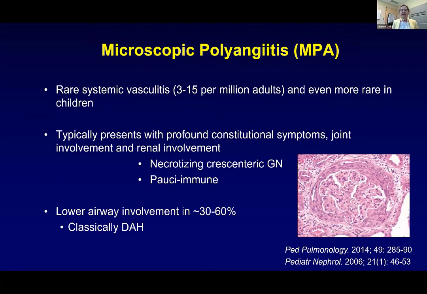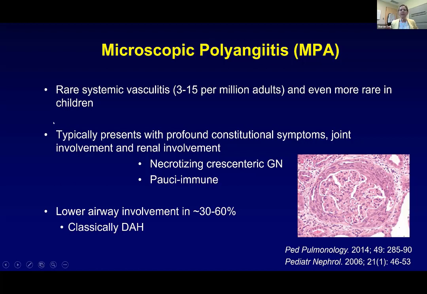Microscopic polyangiitis is the second most common small vessel vasculitis that we see, but it is quite rare in children. It's much more rare than GPA. And this vasculitis typically presents with profound constitutional symptoms as well as joint involvement and renal involvement. Lower airway involvement happens in only about half of the kids, and classically that's with diffuse alveolar hemorrhage.